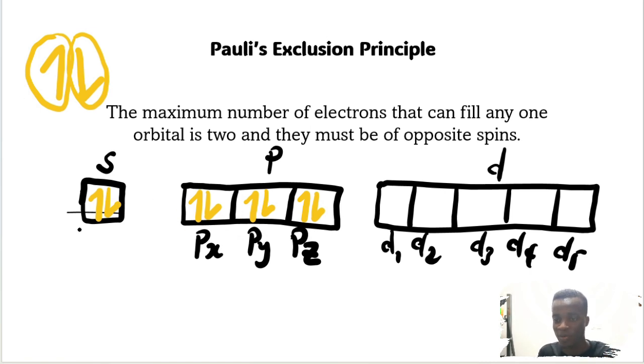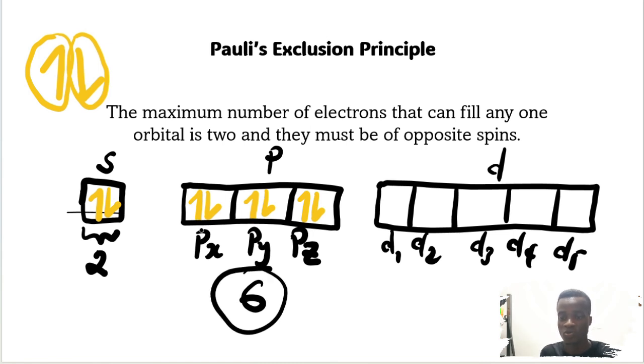So the s orbital can take a maximum of 2 electrons. The p orbital in general has 3 subsections, right? So the p orbital will take a maximum of 6 electrons, because 2 will go here, 2 will go here, 2 will go here, a maximum of 6 electrons.